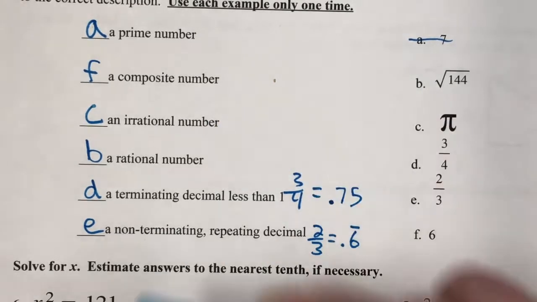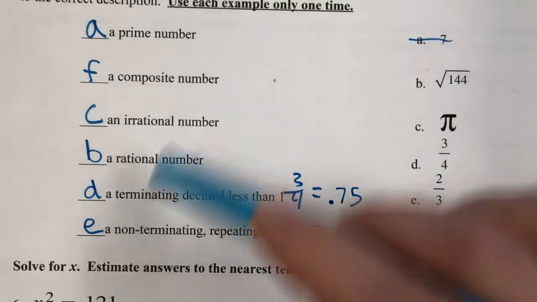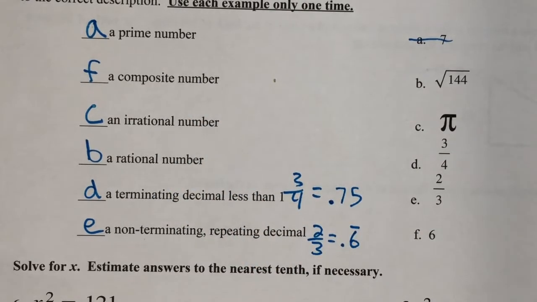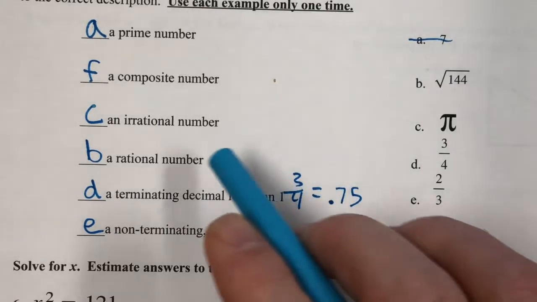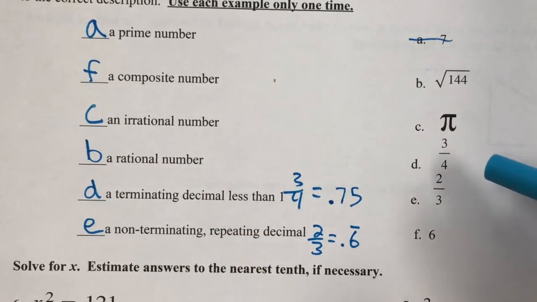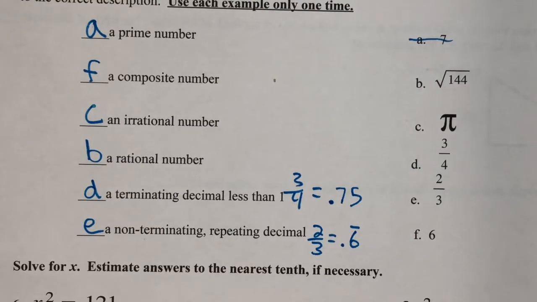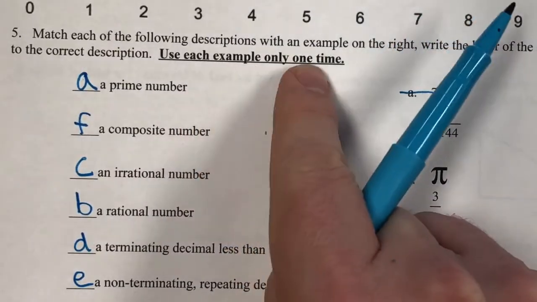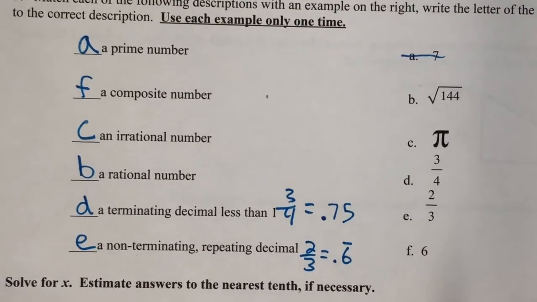And once again, you've got to kind of narrow it down because a few of these, that composite number and that rational, have multiple answers. Rational could have been most of these, but only one works per category. You can only use each example one time, so you should be able to narrow it down.